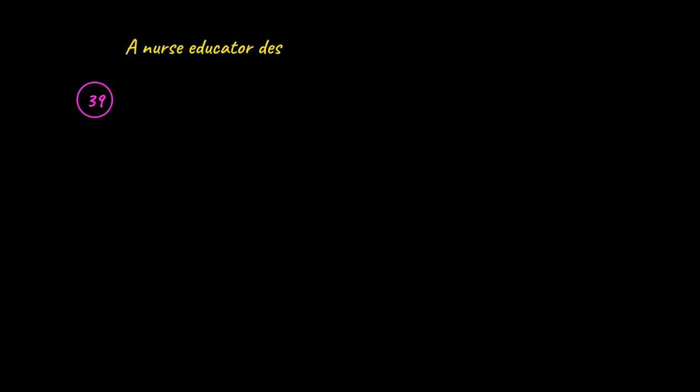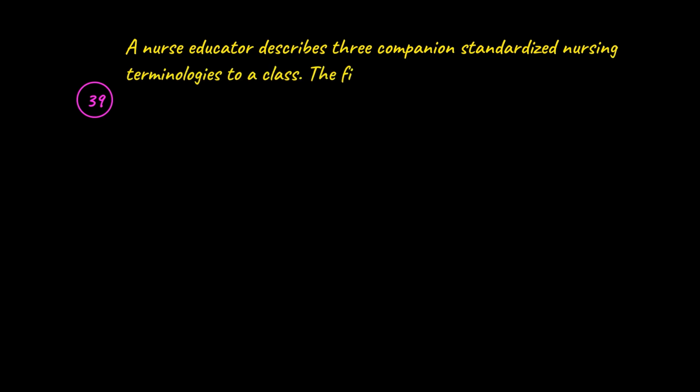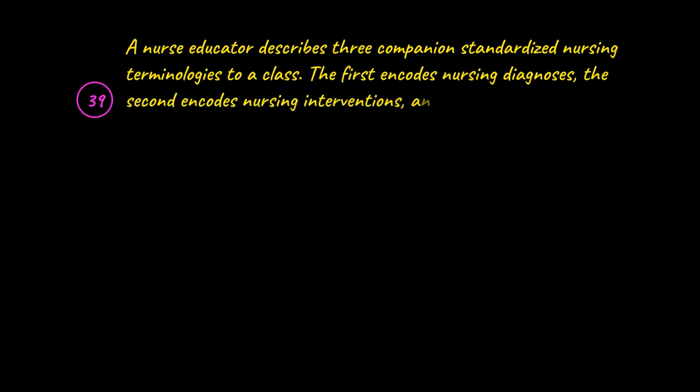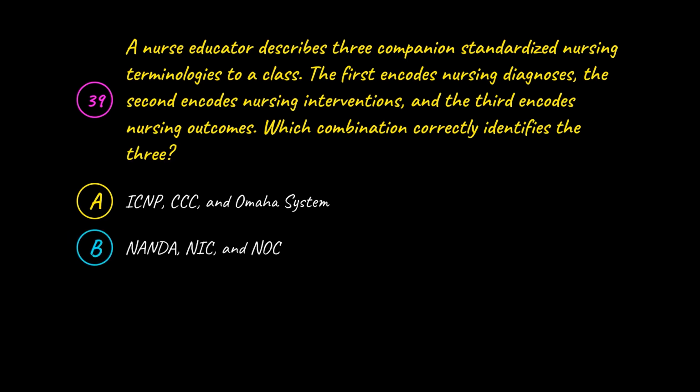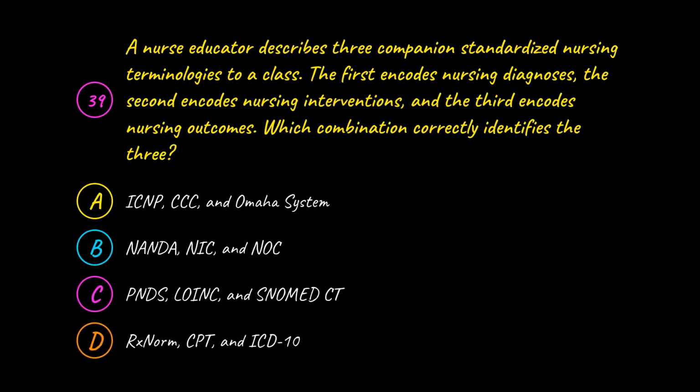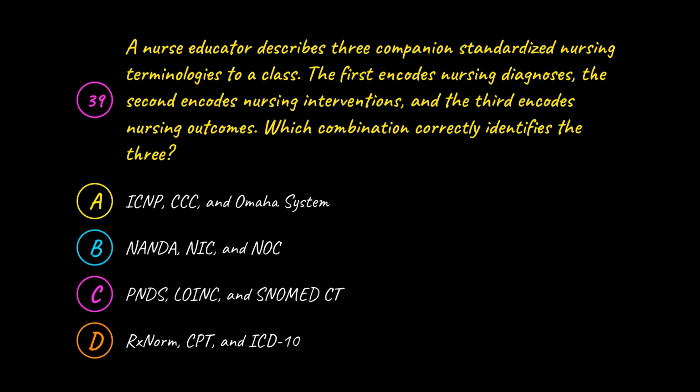Question 39. A nurse educator describes 3 companion standardized nursing terminologies to a class. The first encodes nursing diagnoses, the second encodes nursing interventions, and the third encodes nursing outcomes. Which combination correctly identifies the 3? Your options are A. ICNP and Omaha System, B. NANDA, NIC, and NOC, C. PNDS, LOINC, and SNOMED CT, D. RxNorm, CPT, and ICD-10. Don't overthink it. Which one feels right?